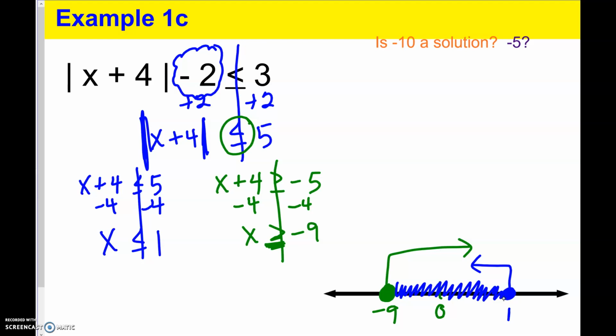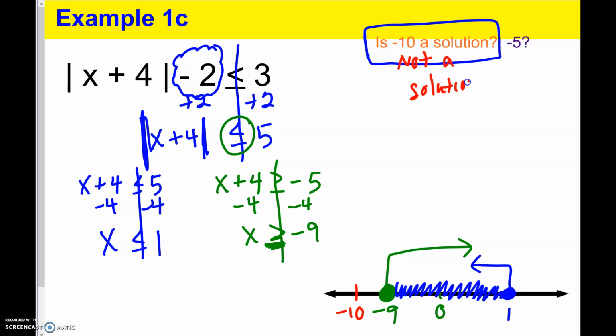Now we've got two questions over here. So one question says, is negative 10 a solution? Is negative 10 part of the region that is shaded? So if I put a negative 10 down here on the number line, is negative 10 shaded? No, not shaded, so therefore not a solution.